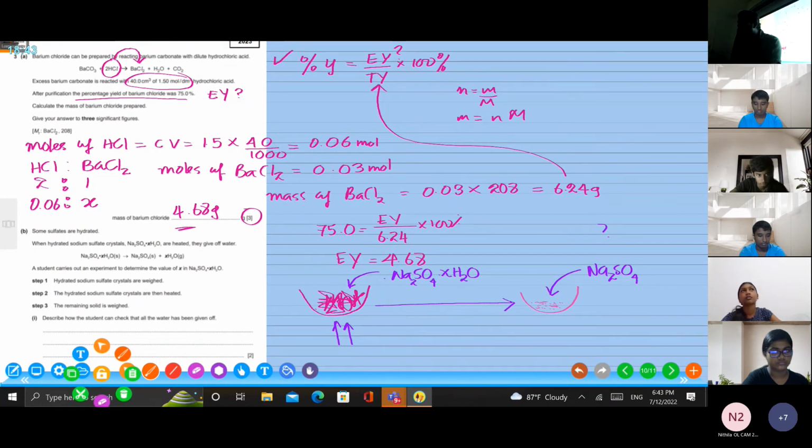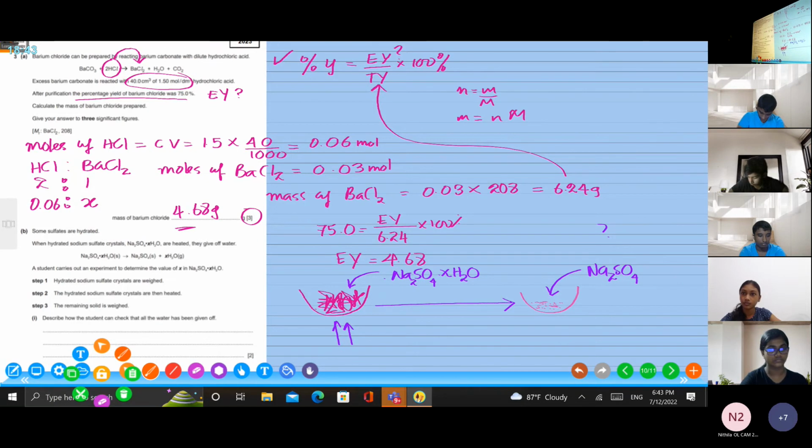You have an answer. Very good. That's the answer. Right? Now, when this happens, the mass of the crystals decreases. If all water has gone, you just heat again and recheck the weight. If the weight doesn't change when you heat it again and check again, the mass doesn't decrease, it means all water has gone.